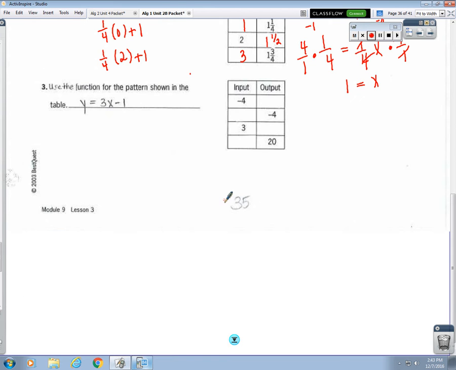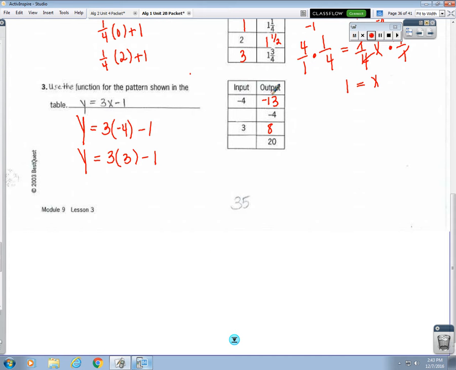All right, now let's go over number 3. Use a function for the pattern shown in y equals 3x minus 1. So, y equals 3x minus 1. Y equals 3x minus 1. I wrote it twice because I have 2 inputs to plug in, a negative 4 and a 3. When I input negative 4, what is my output? Negative 11. Negative 13. My bad. When I input 3, what's my output?